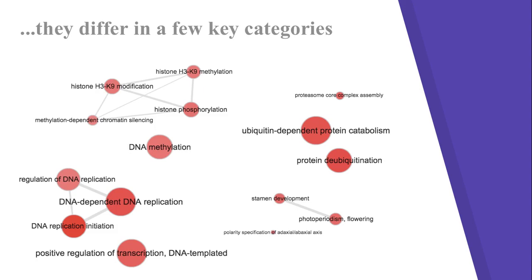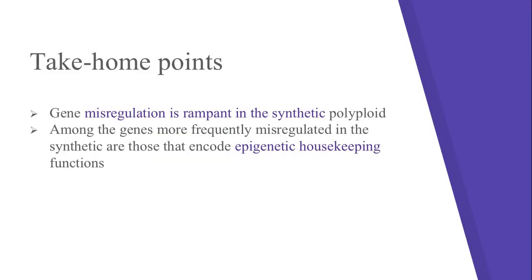And it shows that even though it's a huge number of genes that are misregulated in the synthetic polyploid, it's not just a completely random mess. There actually is a functional basis for this, and the genes that are being misregulated are not at least entirely random. So to summarize, gene misregulation is rampant, especially in the synthetic polyploid, and among the genes more frequently misregulated in the synthetic polyploid are those that encode epigenetic housekeeping functions.